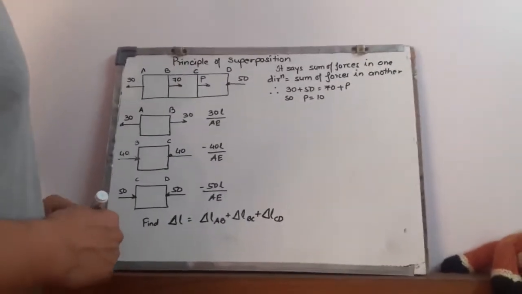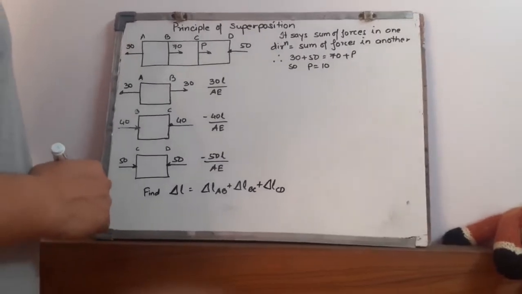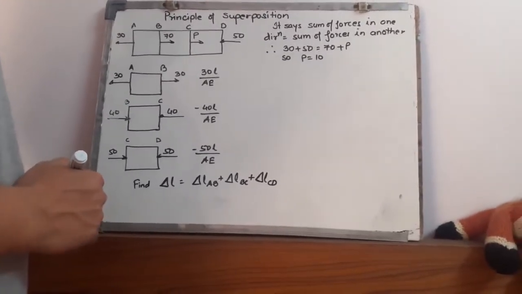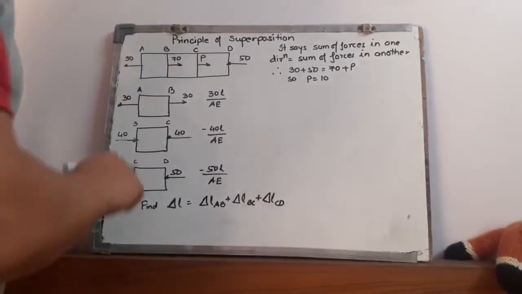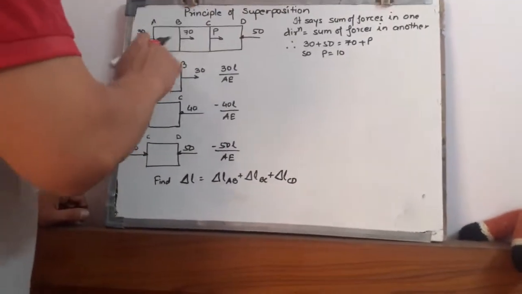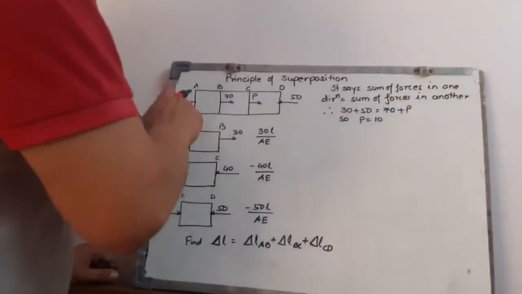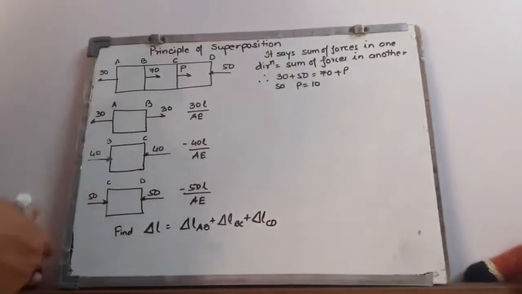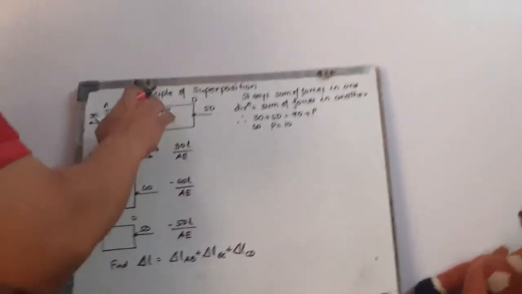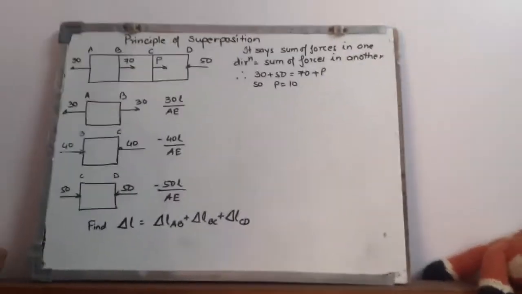So the principle of superposition says that the sum of forces in one direction is equal to the sum of forces in another. The direction will be clearly mentioned in the problem. You can say P is given here, so you need to first find out P. To find out P, you add forces in the same direction. So 50 plus 30 is equal to 70 plus P. You get the value of P, that comes out to be 10, and the direction is specified.